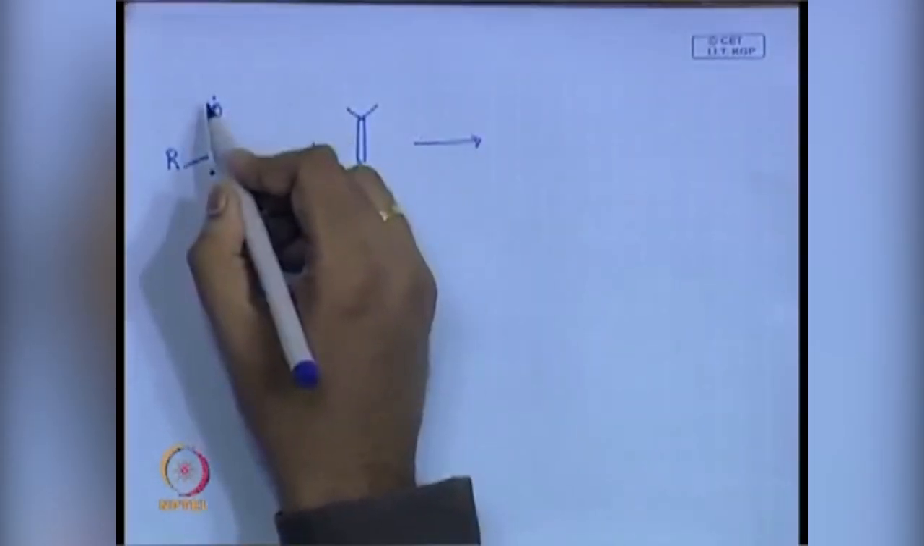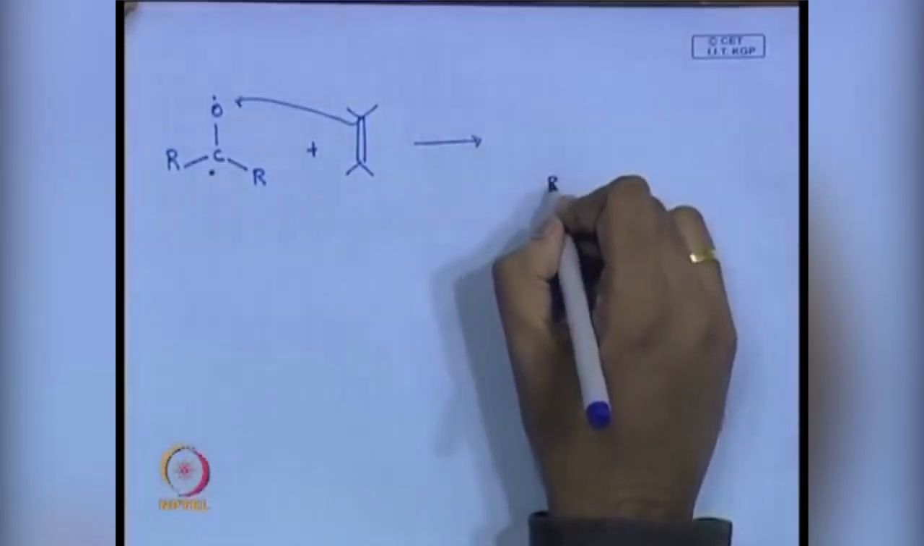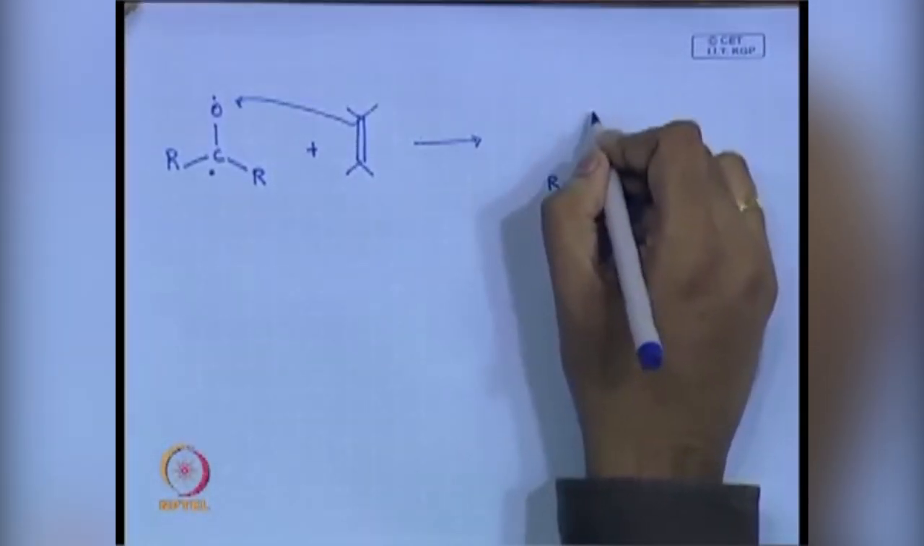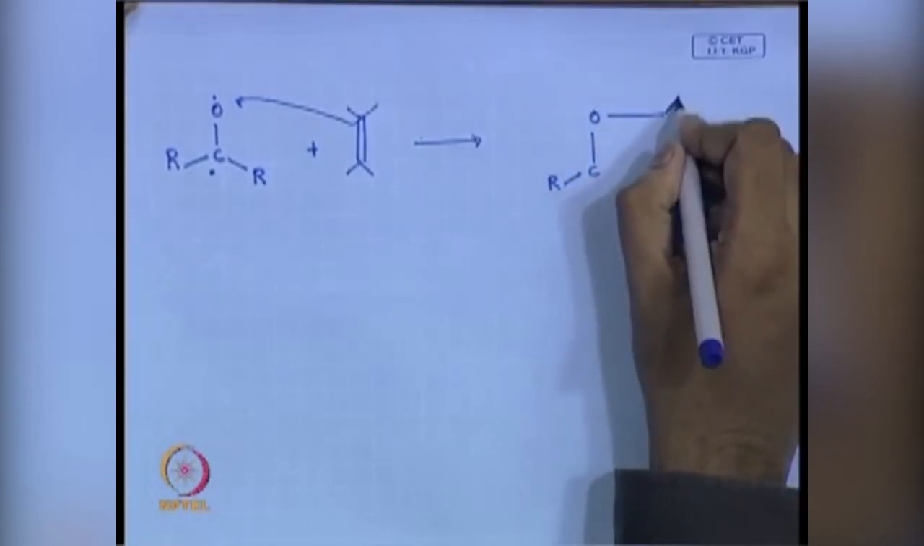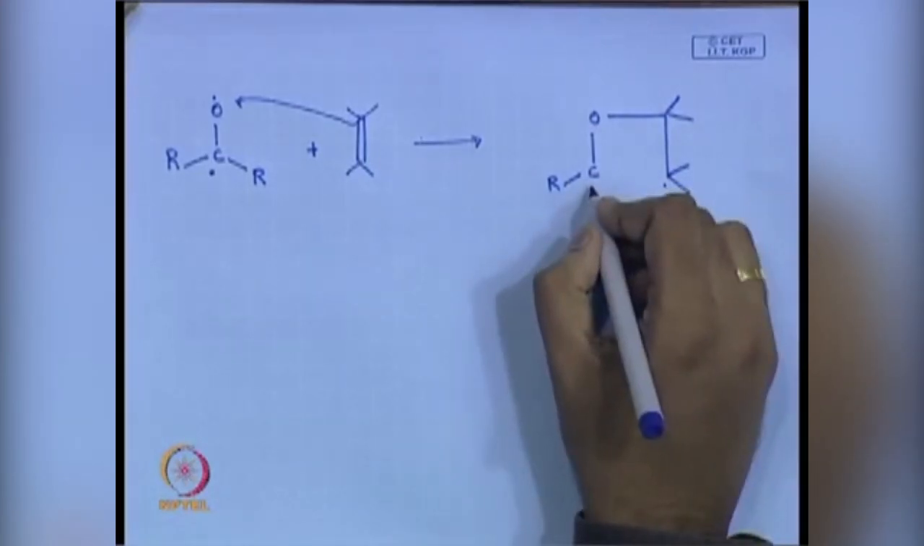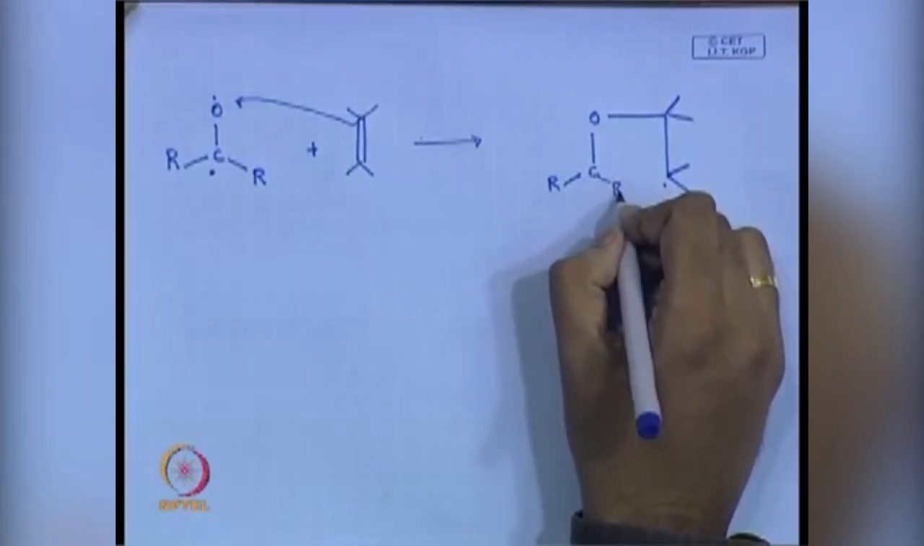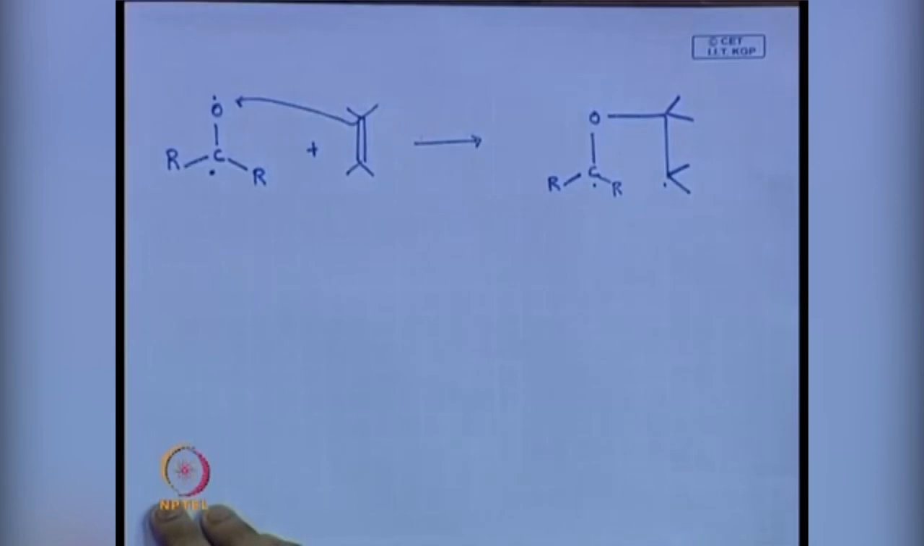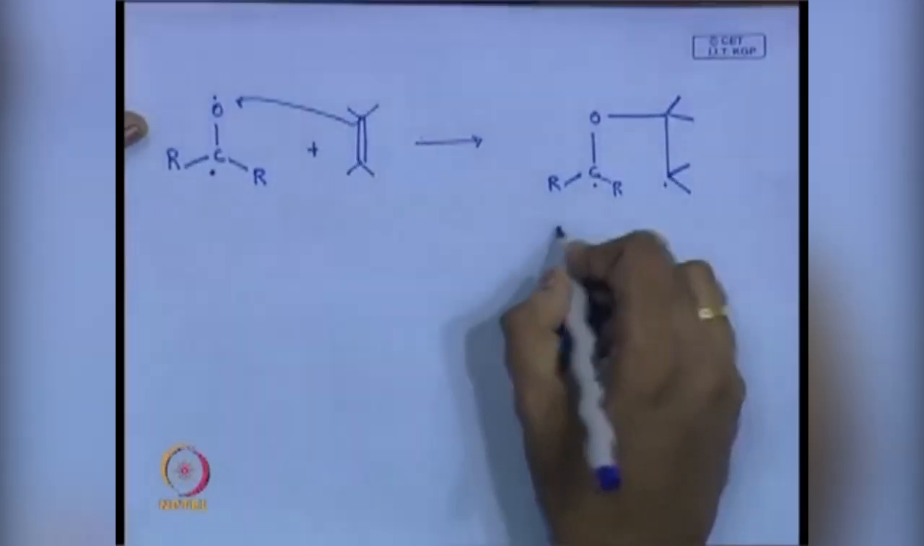Alkene, then you know this chemistry works, your oxygen. So, what do you get? You get an RCO. You get this, right? Pi system. So, this we call addition to double bond or addition to pi system, this reaction.